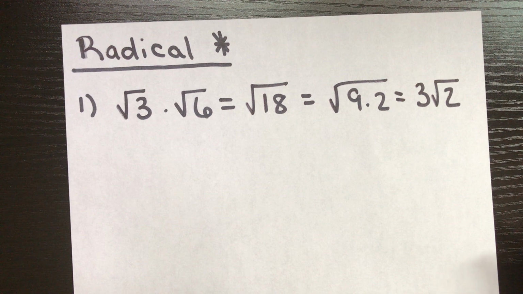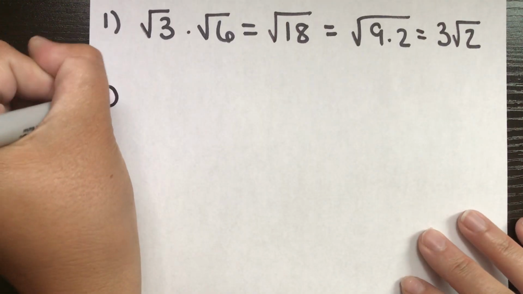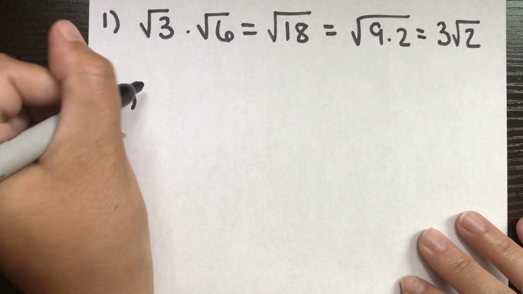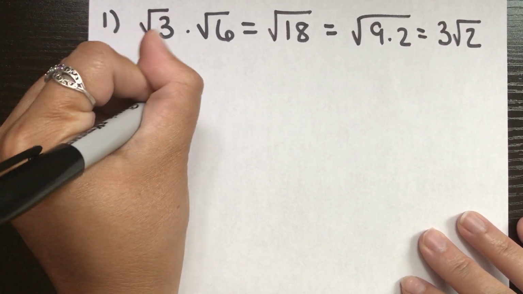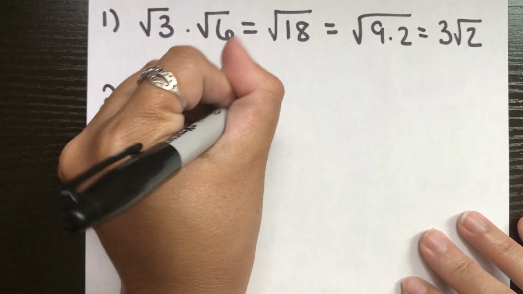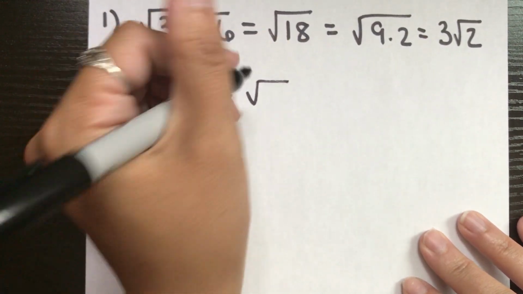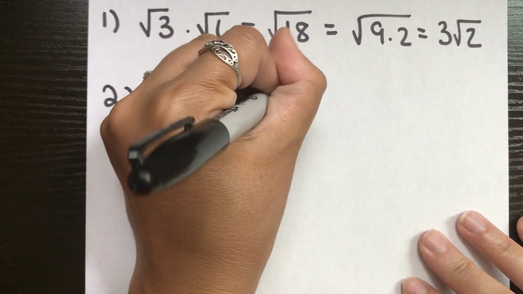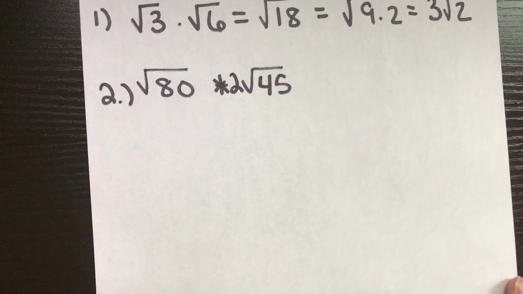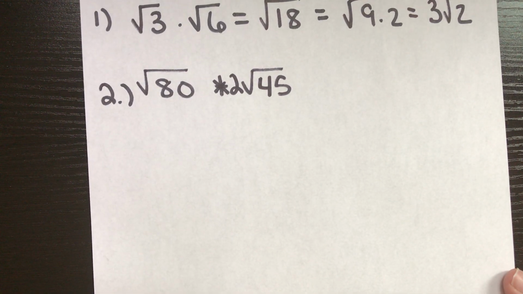Now, what would happen if we had something like the square root of 80 times 2 square root 45? Well, you can click on the explanation and let's see how they're doing it moving forward.